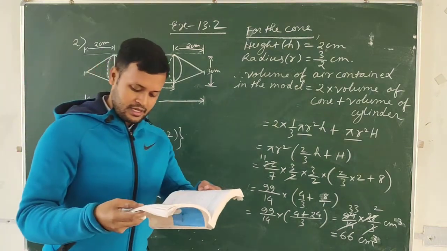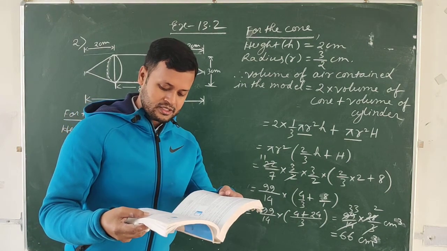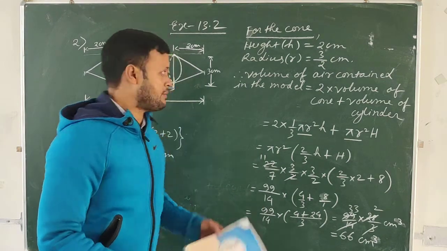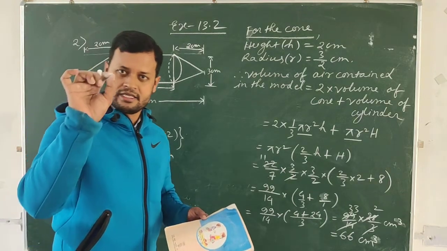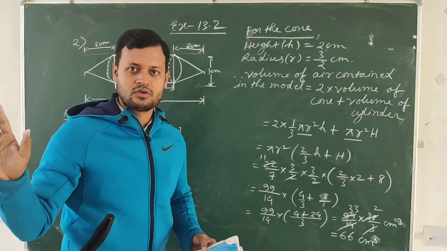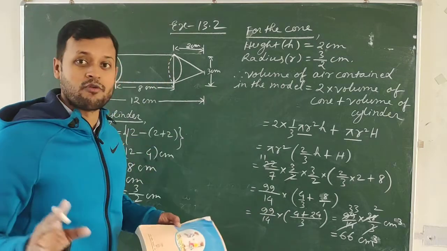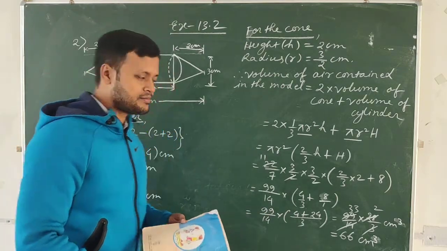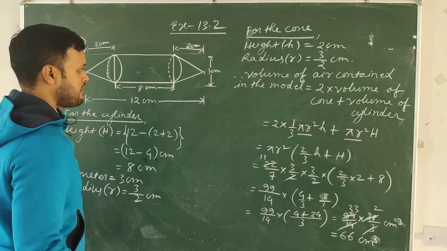Here this sentence you see, assume the outer and the inner dimensions of the model will be nearly the same. That means the dimension that we are taking. Think that the sheet is of very thin size. Therefore, outer and inner dimension we don't consider. Just you have to find out the total volume of air inside the model. So how will you find out, students?